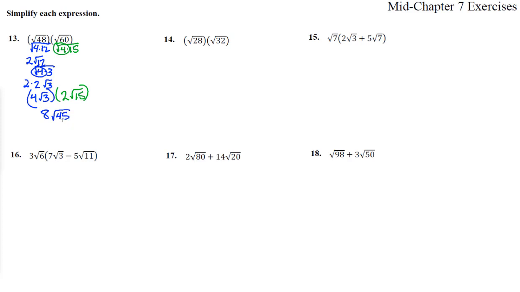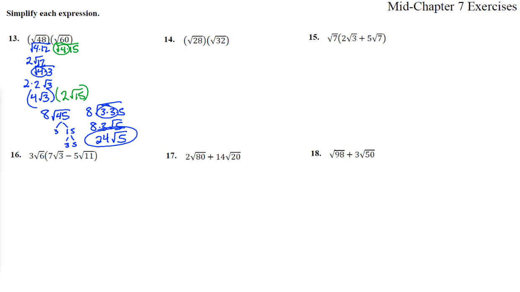Now 45 is 3 times 15, and 15 is 3 times 5. So this is really 8 times the square root of 3 times 3 times 5. And notice this 3 times 3 is a perfect square. That's how we know. 3 times 3, square root of that is 3. So we have 8 times 3 times the square root of 5, 24 square roots of 5. That is our end result of square root of 48 times the square root of 60.